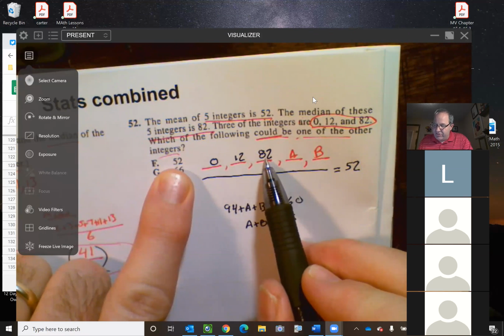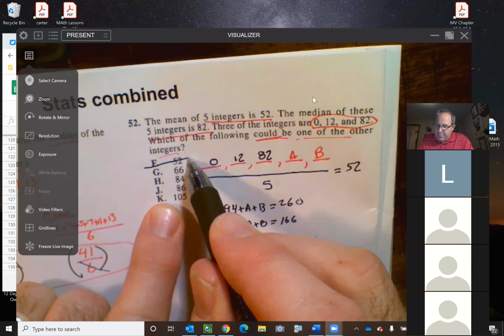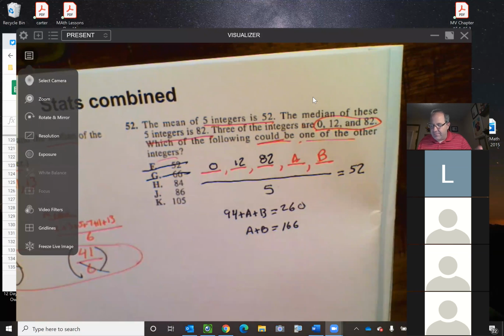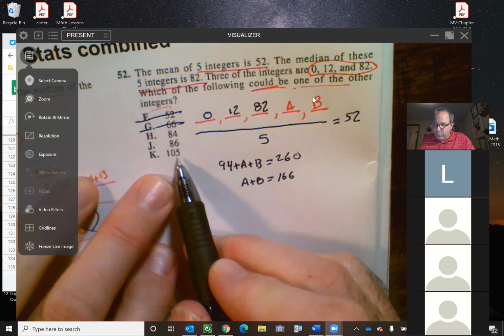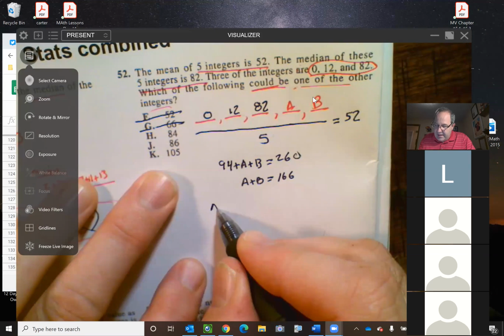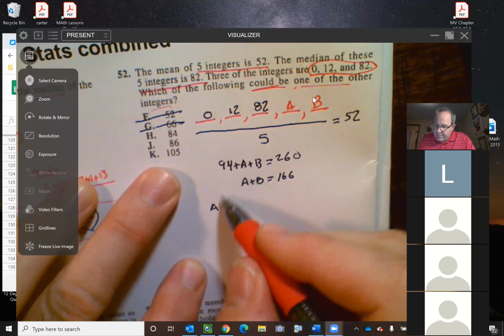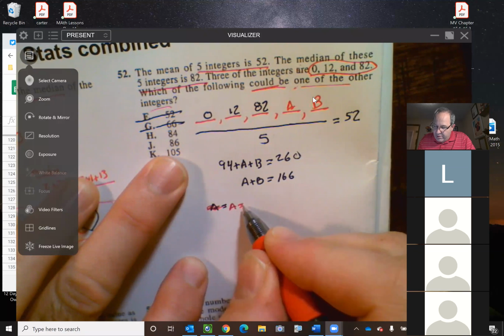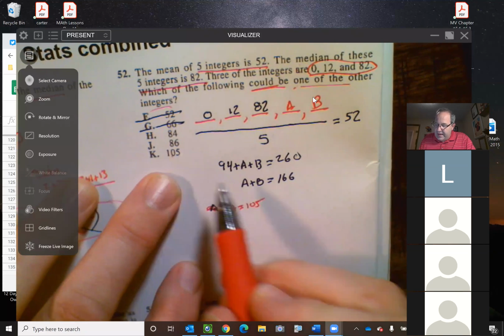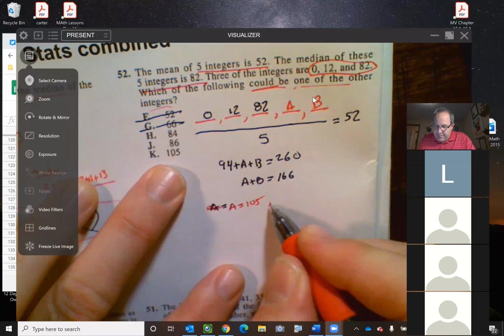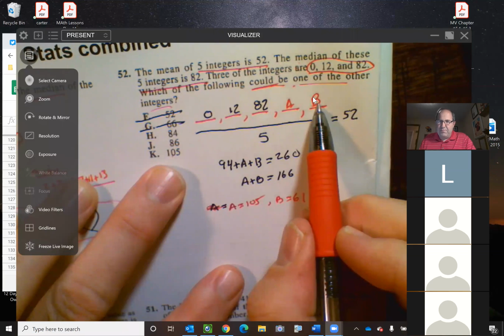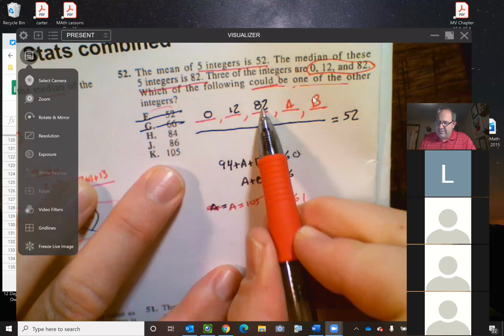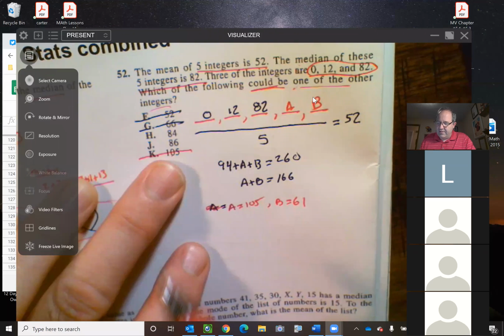Now if we glance at the answers here, first off, we know A and B have to be at least 82, right? So we know right off the bat, F and G are not correct. Well, I'm going to go ahead and try out 105. I'm going to let A equal 105. Well, if A is 105, then B would have to equal 61. And there's no way that B could be a 61. It's got to be bigger than 82. So we know, nope, that's not it.